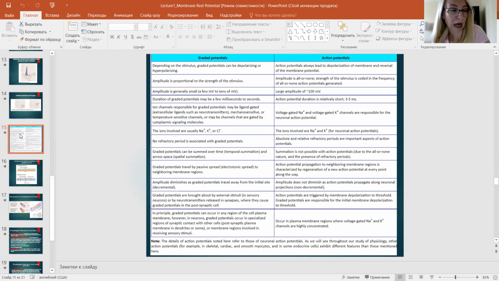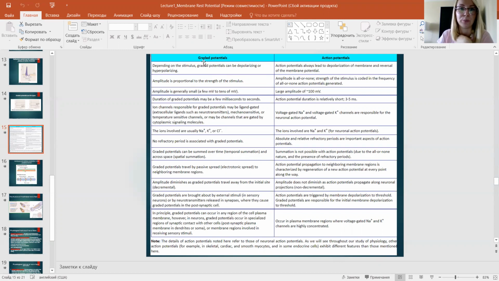So now let's sum up what we were talking about, the action potential and graded potential. These potentials have quite big differences, and here you have a table of different features of these potentials. So let's briefly look at them. Graded potential can be depolarizing or hyperpolarizing, and in case of action potential, it always leads to depolarization of the membrane and reversal of the membrane potential.